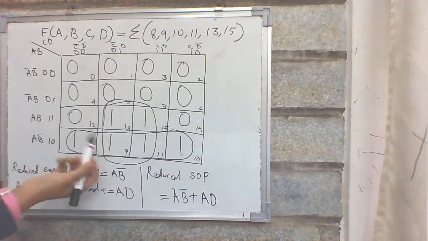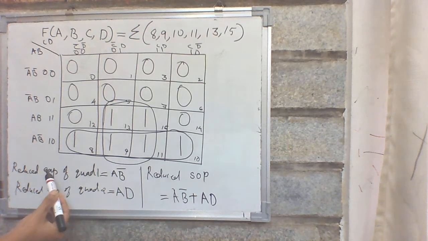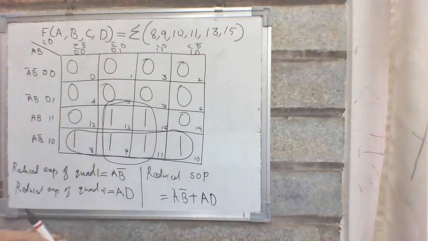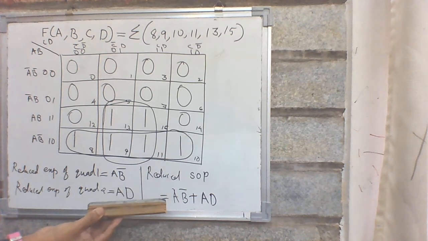Last, we need to check the pairs. Then find out the reduced expression of each one. Then add each term. Then we will get the reduced SOP. Here reduced SOP is equal to AB bar plus AD. Now we need to draw the logic gate diagram of this reduced SOP. Here reduced SOP is AB bar plus AD.